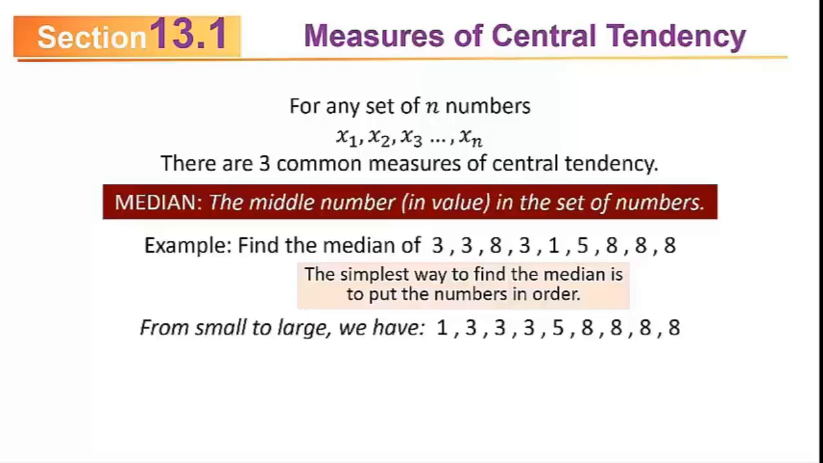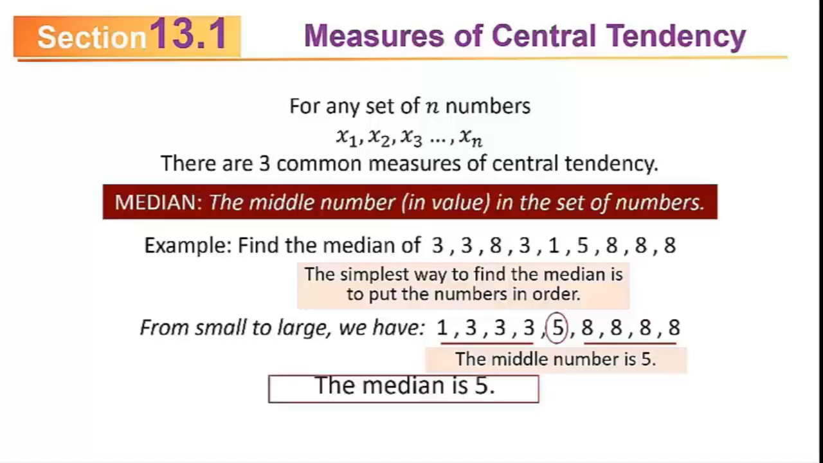So if I list them from small to large, I get 1, 3, 3, 3, 5, 8, 8, 8, 8, and from that, you can see that 5 is the middle number with 4 numbers to the left of it and 4 numbers to the right of it. So the median is 5.